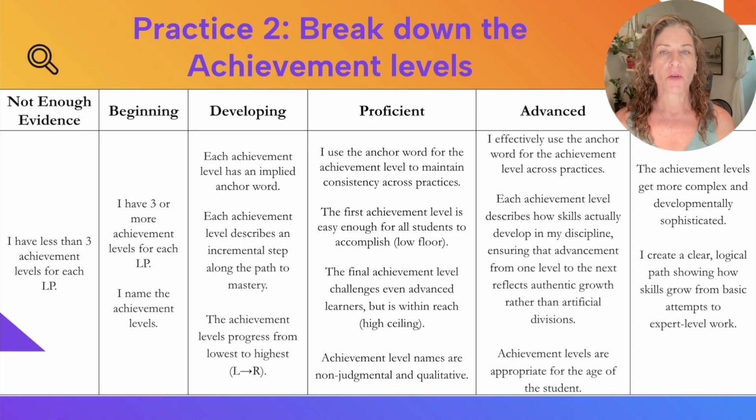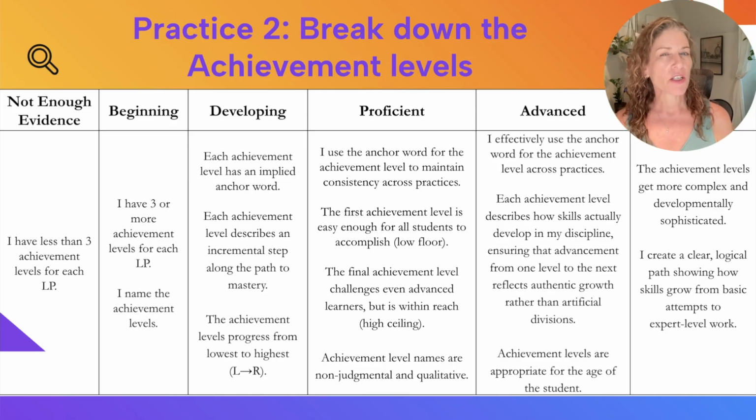Practice number 2 focuses on how you describe student growth. For this, again, you are looking at the rubric as a whole, but will also look at each learning progression individually. So this is a holistic approach. If you look at the beginning level here, do you have 3 or more achievement levels? I have 6, including the not enough evidence level, but this may not be appropriate for elementary school. Do the levels have names instead of numbers? Move on to check developing level criteria.